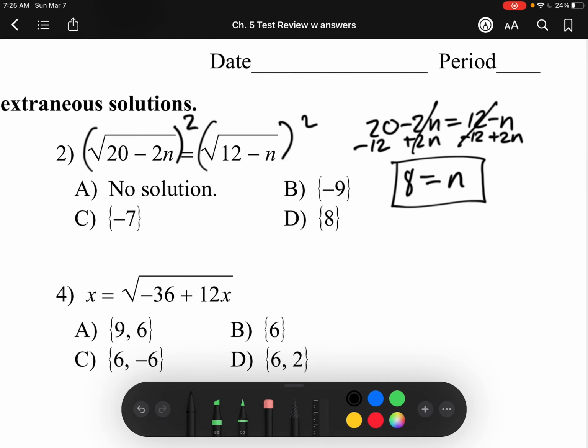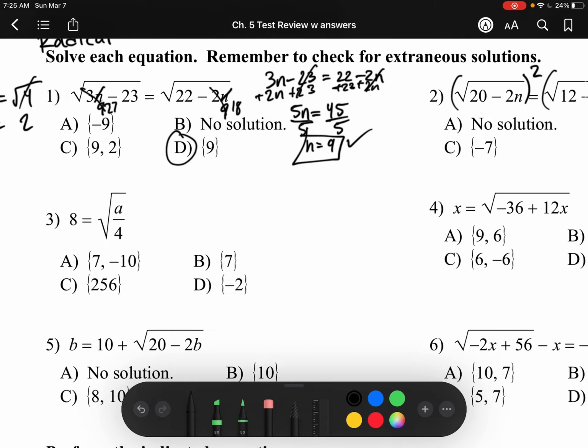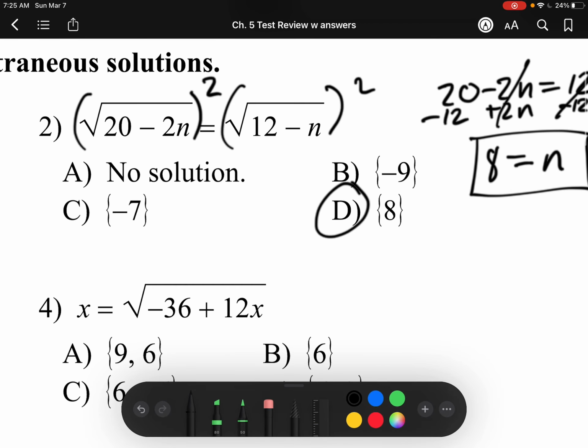The next step would be to check for extraneous solutions. To save time, I'm not going to do that, but when you check for the extraneous solutions, this is a solution, so the answer is D. It would be an extraneous solution, and then your answer would be no solution, if when you plug in 8 for these n's, you end up with different numbers on both sides of the equation, numbers that do not equal each other, and it says that they equal each other. That's when you know you have an extraneous solution.